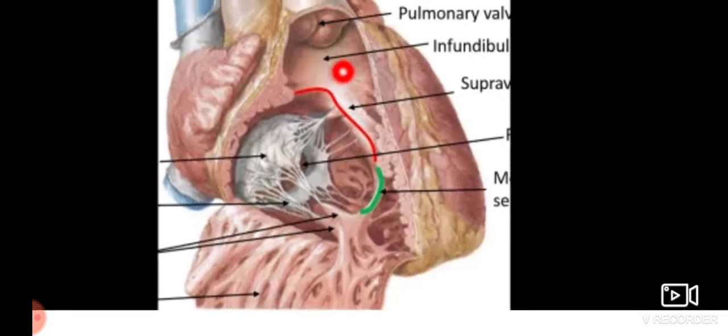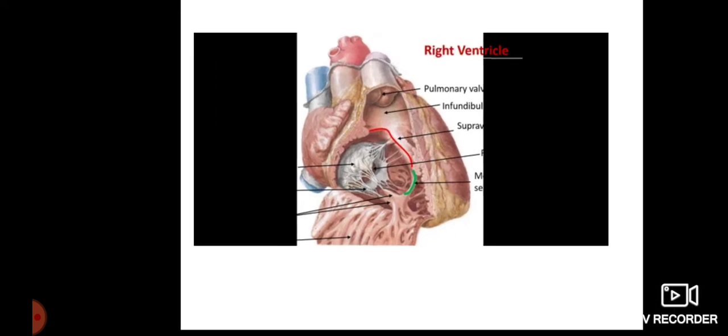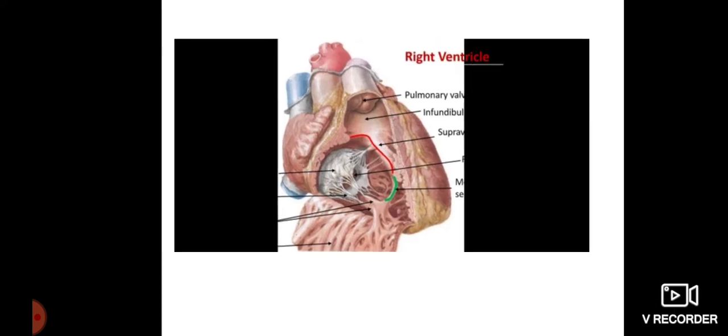The outflowing part is smooth, where the pulmonary trunk begins, and this smooth outflowing part is termed the infundibulum. This is the inflowing part, which is rough. The whole inflowing part is rough. Between the inflowing part and the outflowing part there is a crest called the supraventricular crest. That crest is separating the inflowing part from the outflowing part.